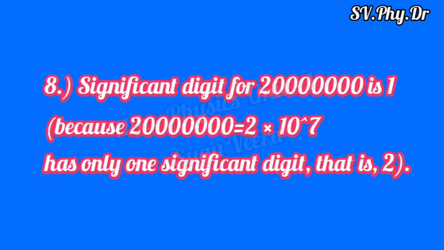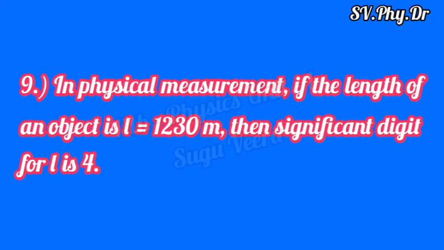Eighth one, significant digits for 2000000 is 1, because 2000000 is equal to 2 into 10 to the power of plus 6, which has only one significant digit, that is 2. And another example, ninth one, in a physical measurement, if the length of an object is L equal to 1230 meter, then the significant digits for L is 4.